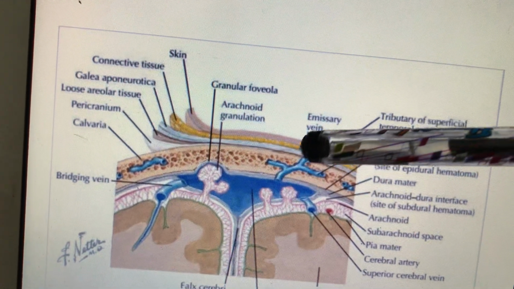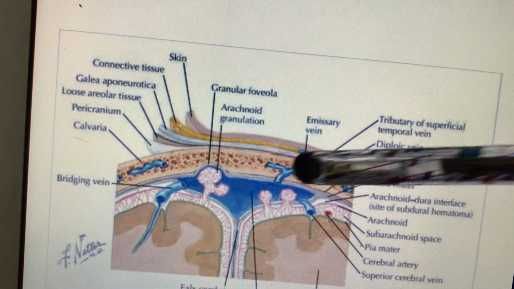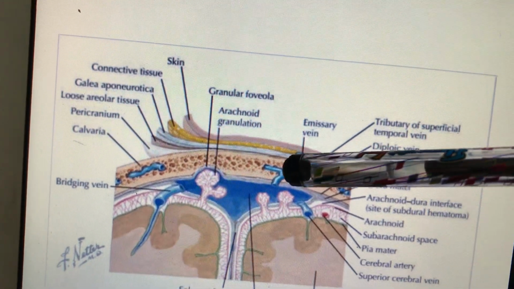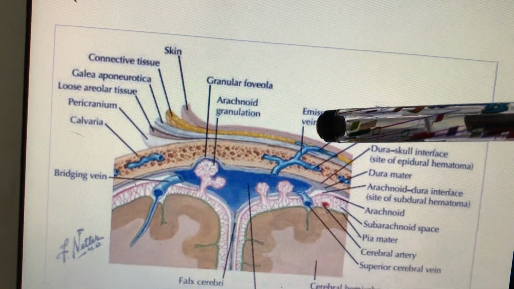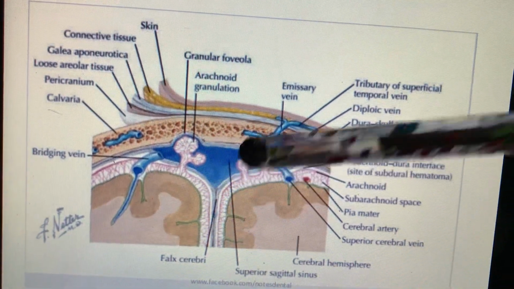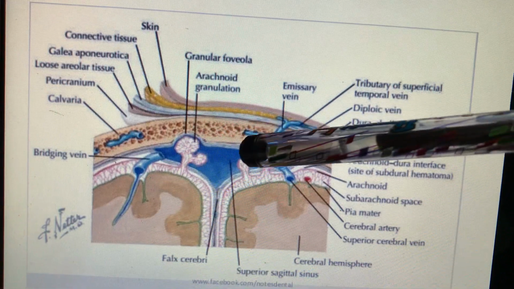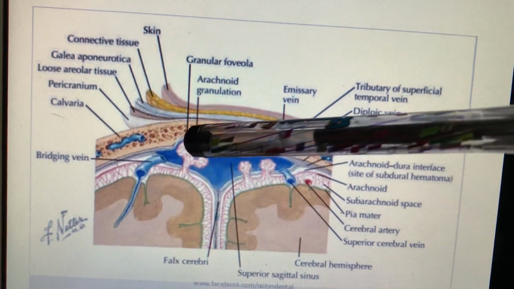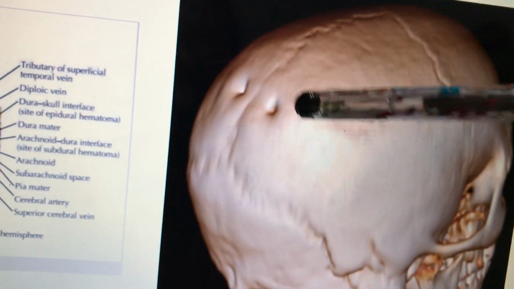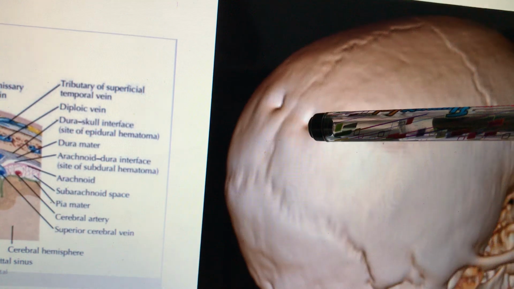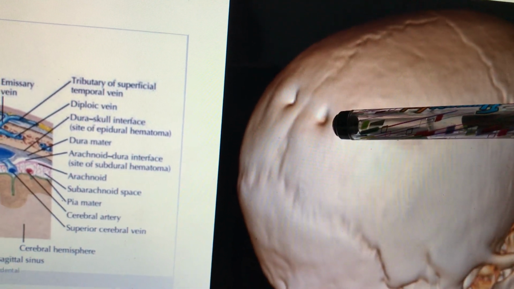It has some veins by the name emissary veins. So from this area, the emissary veins, they are connecting veins which connect the extracranial venous system to the intracranial venous system. So through these emissary veins, it enters into the main venous system inside the brain, inside the meninges. And here you see this is the parietal bone. Here you will be having the parietal foramen. Through that only the emissary vein passes.